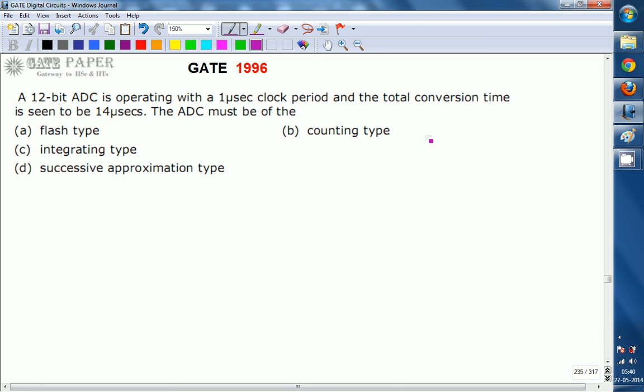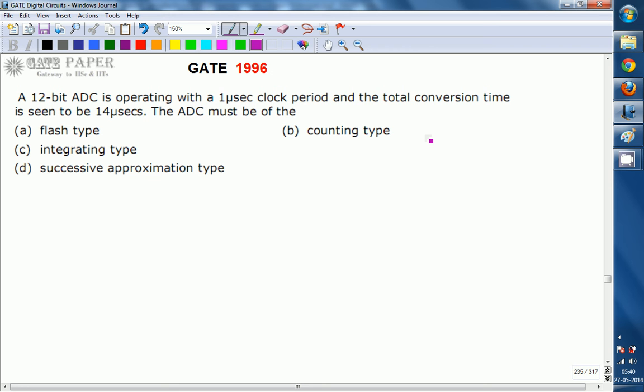Hello, we are discussing the GATE 1996 ECE paper, and this question is related to digital circuits. A 12-bit ADC is operating with a 1 microsecond clock period, and the total conversion time is seen to be 14 microseconds. The ADC must be of the: A. Flash type ADC, B. Counting type ADC, C. Integrating type ADC, D. Successive approximation type ADC. What can this be?